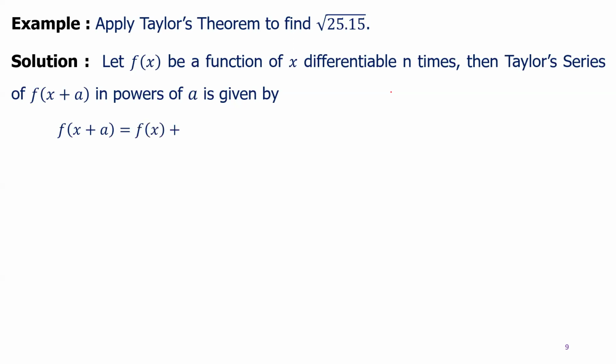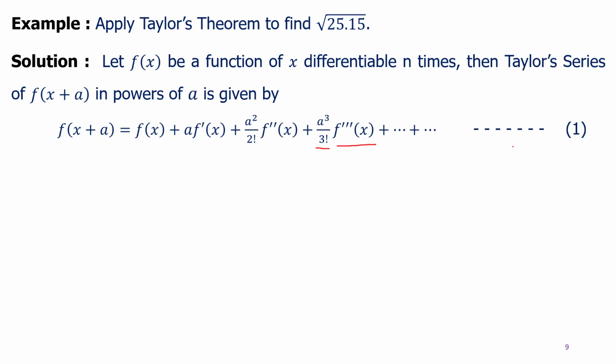f(x + a) is equal to f(x) plus a times f dash of x plus a square upon 2 factorial f double dash of x plus a cube upon 3 factorial f triple dash of x and so on. Let us give it equation number 1.